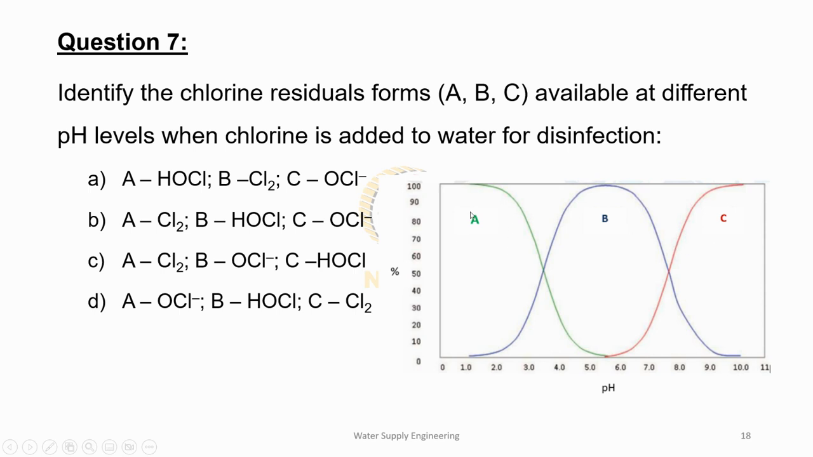Option B: Cl2, HOCl, OCl minus. Option C: Cl2, OCl minus, HOCl. And option D: OCl minus, HOCl, Cl2. So which is the correct formation depending upon the pH? In the previous question we had seen that, depending upon pH, whether hypochlorous acid or hypochlorite ion will be formed. So which is the correct option?